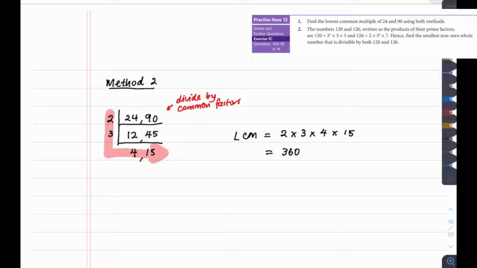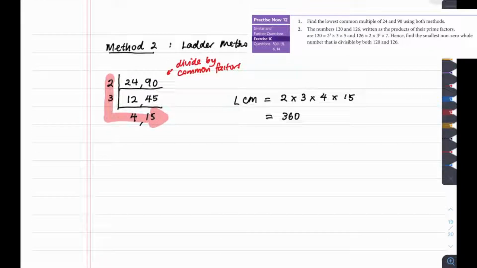Okay, so this is for method 2, right? So if you have a ladder method, just take the L for LCM. But for HCF, remember, you need to do it differently. Okay, remember, yeah? Now, let's move on to question 2. So we have explored the two efficient methods to find the LCM. Method 2 is the ladder method. Now, for question 2, we move on to question 2.